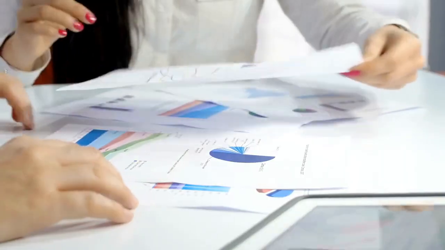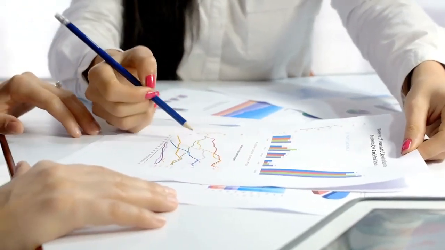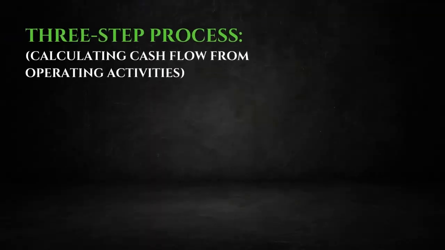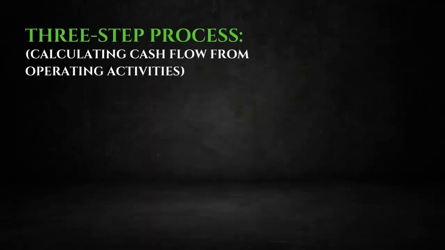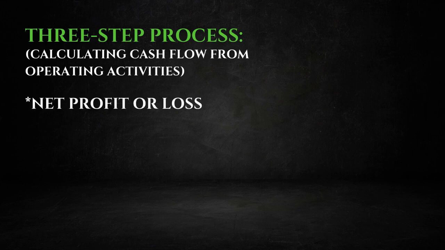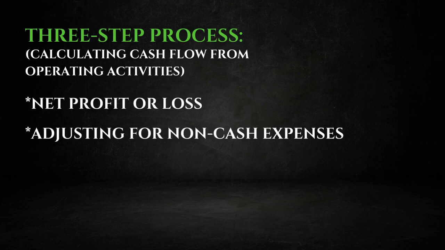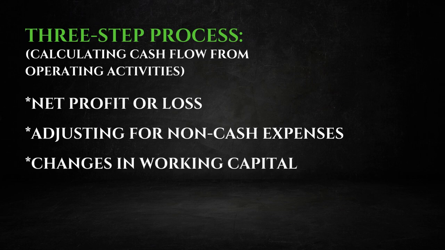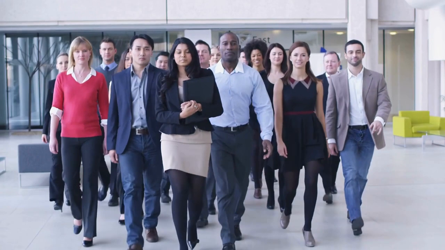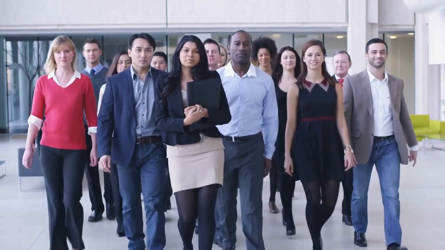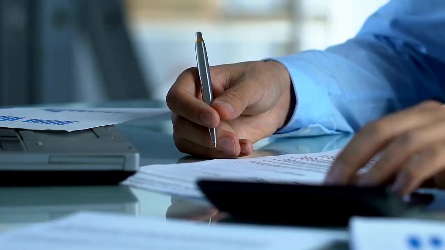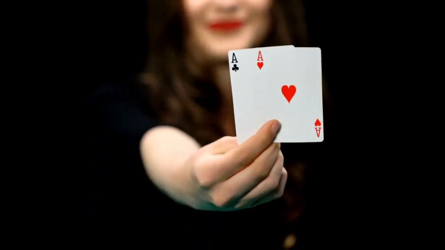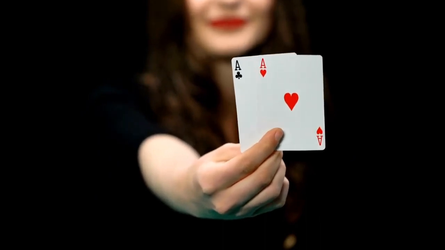Understanding the indirect method of preparing cash flow statements is vital for anyone involved in financial analysis and decision-making. We've explored the three-step process involved in calculating cash flow from operating activities using this method, starting with the net profit or loss and adjusting for non-cash expenses and changes in working capital. While the indirect method may be favored by large companies following the accrual basis of accounting, the direct method offers a more intuitive layout for stakeholders. Both methods have their advantages, and it's important to choose the approach that best suits your needs.